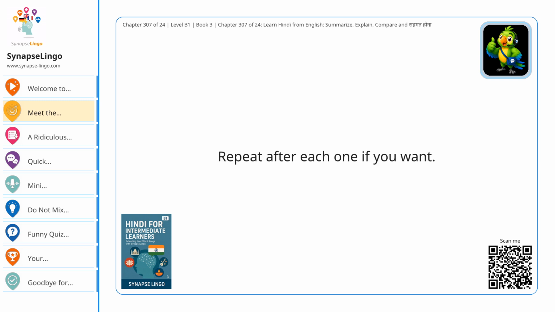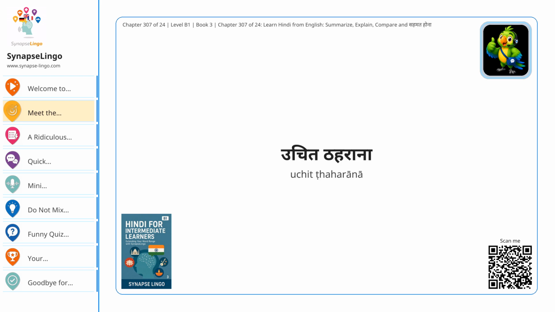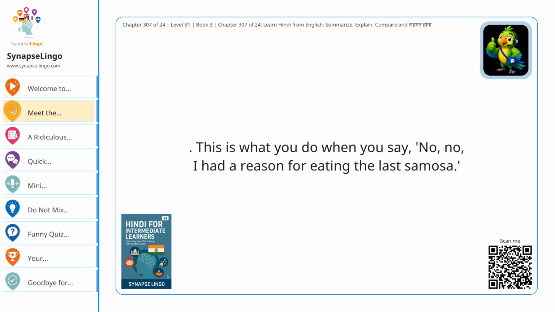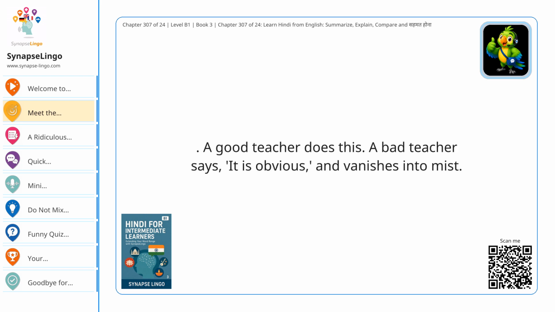Repeat after each one if you want. To summarize is सारांश देना. Imagine a giant book shrinking into one sticky note. Very satisfying. To justify is उचित ठहराना. This is what you do when you say, no, I had a reason for eating the last samosa. To explain is समझाना. A good teacher does this. A bad teacher says, it is obvious, and vanishes into mist.